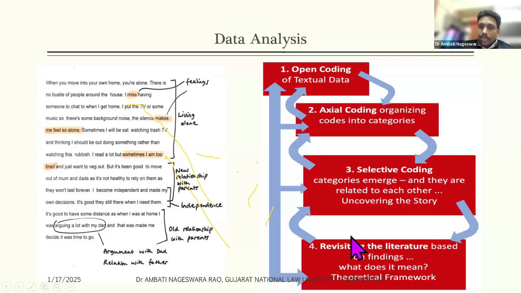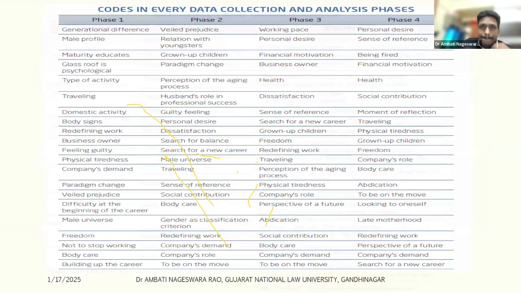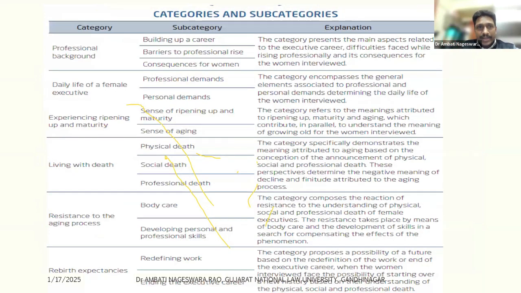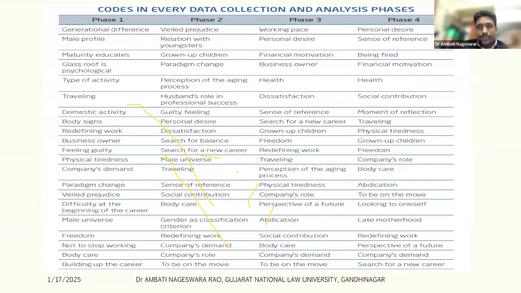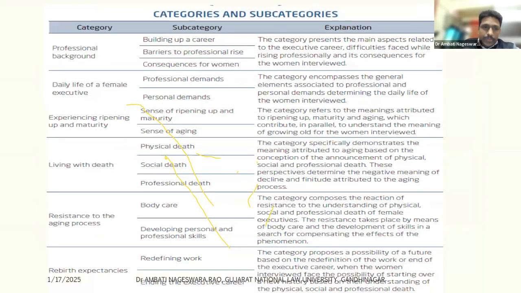And you're also going to revisit the existing literature with the findings, or maybe based on the theory that you have connected in the topics, you're going to develop the theory out of it. Let's take an example. After conducting phase 1, phase 2, phase 3, phase 4, after understanding the codes, this particular researcher was able to come up with 6 categories. Under each category, we have subcategories, right?